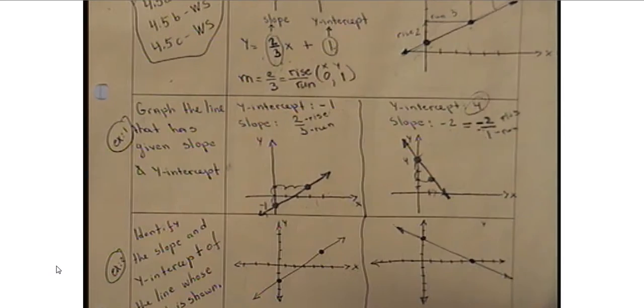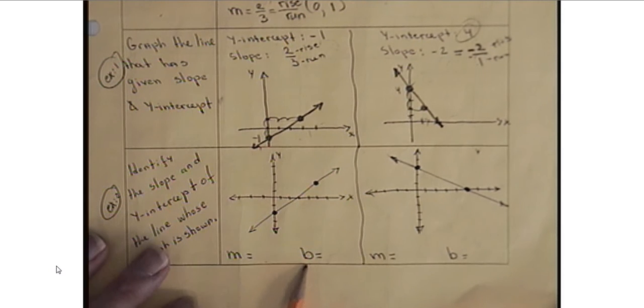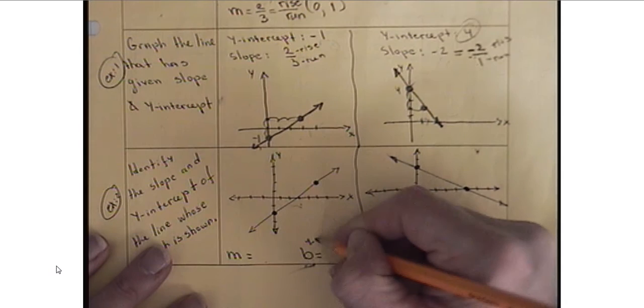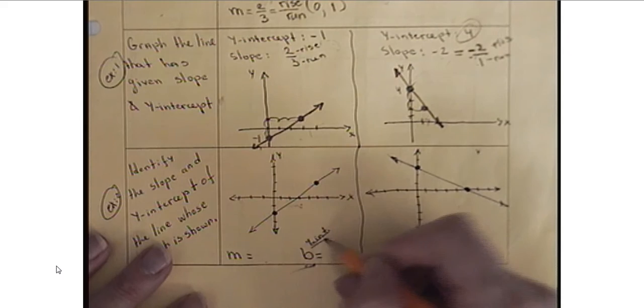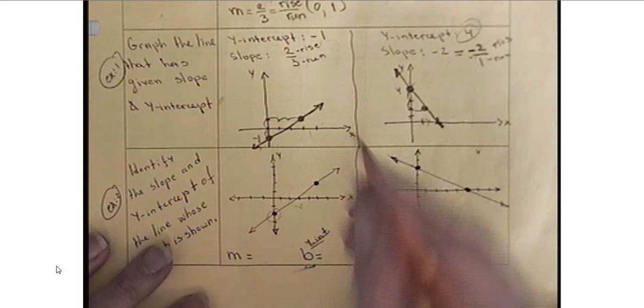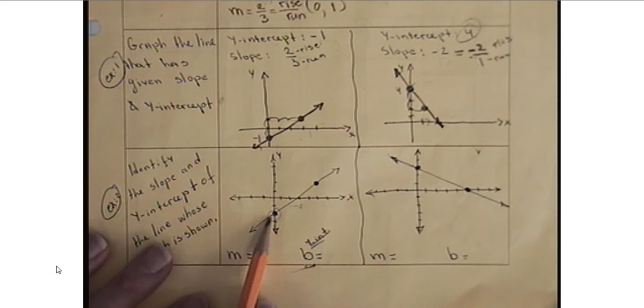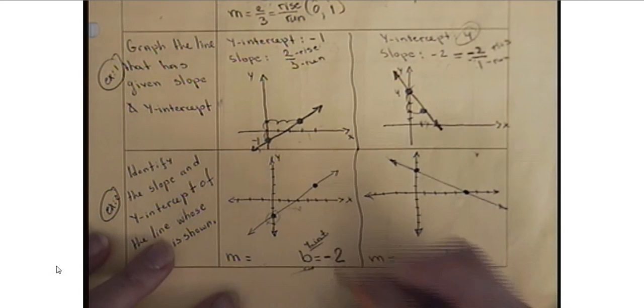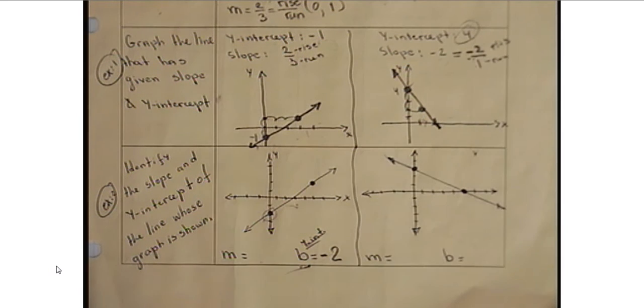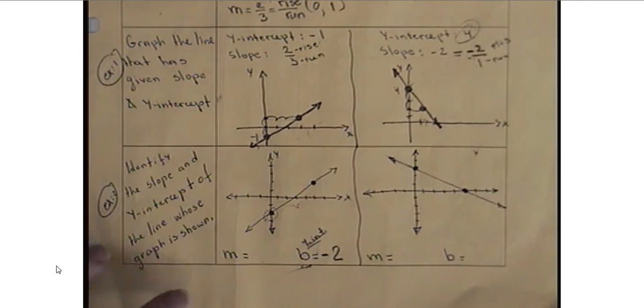Next example that we have in the video, it says identify the slope and y-intercept of the line whose graph is shown. So what we need to do, we are going kind of backwards. We have a given graph and b is the y-intercept. So again, b stands for y-intercept here. And what is the y-intercept? Well, the y-intercept is the point that lies on the y-axis. And the coordinate of this point is -2. So b is -2. You can tell this right away. So b will always be the first thing that you will recognize.